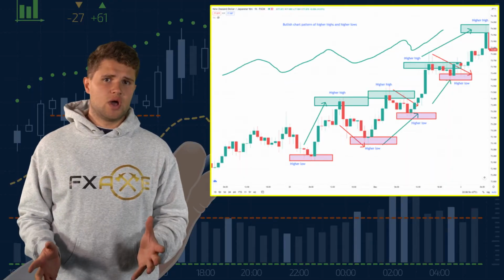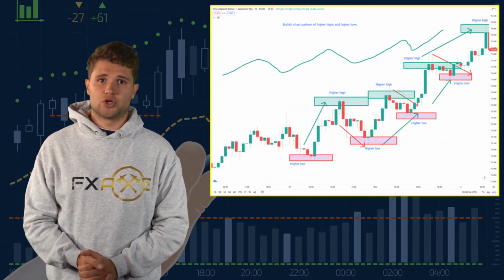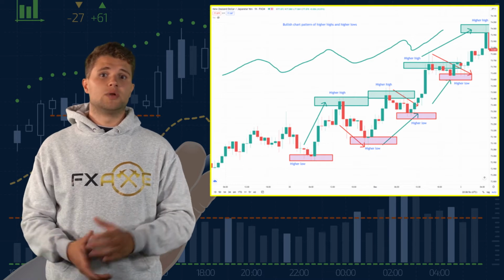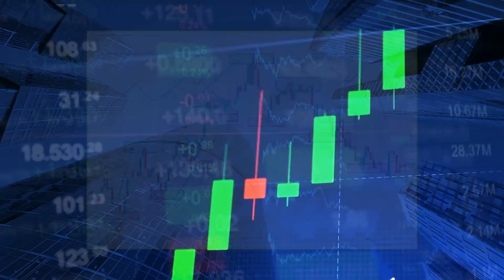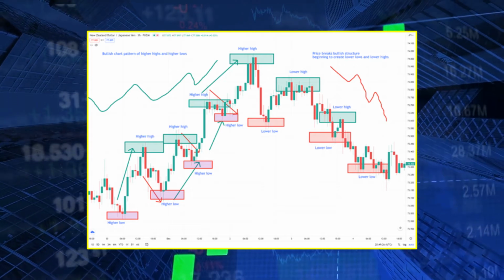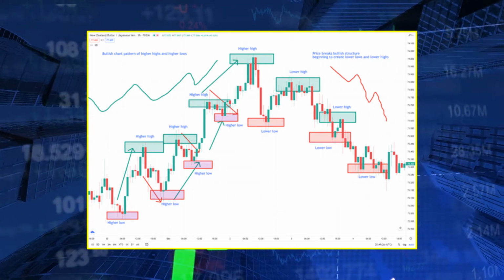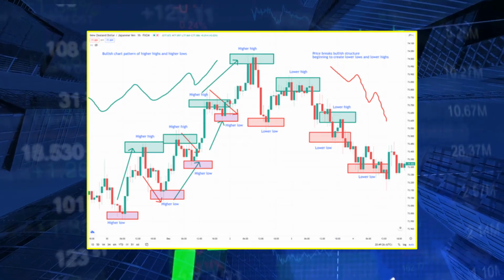It can also work in the opposite direction, as price moves into a bearish structure. Price action begins to form lower lows and lower highs. This is a great example of how price structure can change from bullish to bearish, from creating higher highs and higher lows, to creating lower highs and lower lows.